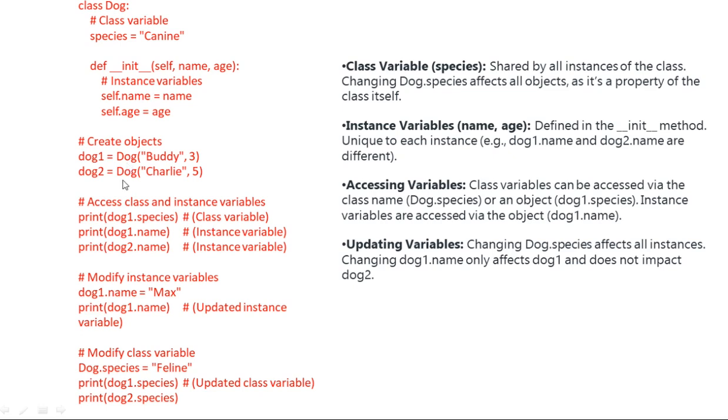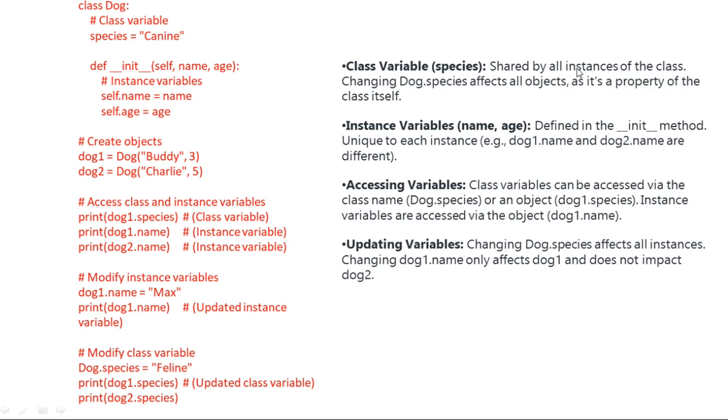What is an instance variable? See here, I have created an object dog1, I have created an object dog2, and here I am saying dog1.name, dog2.name. So that's an instance variable, right? Any changes I make in dog1.name will not change dog2. For example, here I have changed dog1.name. Initially it was Buddy, I changed it to Max. So when I print this, only dog1 would change, dog2 will not change. That's the difference. But if you make any changes to the class variable, instead of Canine I put something else, it will change. Here I'm saying Dog.species is Feline. You can modify it.